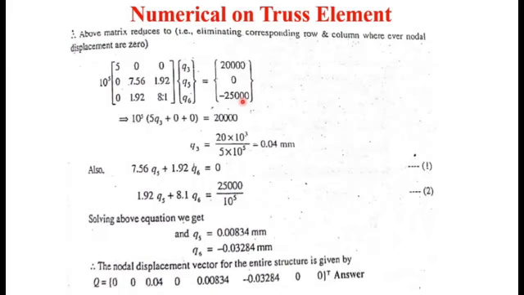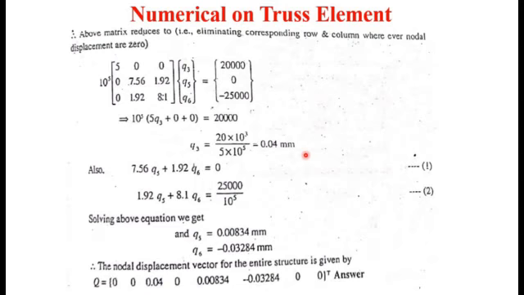So by simplifying this matrix, by solving this matrix, we will get these values of q3, q5 and q6. Therefore we will write three equations. The first row and this column is equal to this first value. So 10 raised to 5 into 5 into q3 plus 0 into q5, it is 0, plus 0 into q6 is again 0. So this 10 raised to 5 into q3 is equal to this 20,000. After simplifying this we will get the value of q3. So q3 is equal to 0.04 mm.